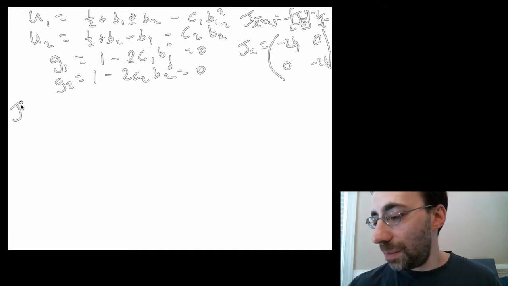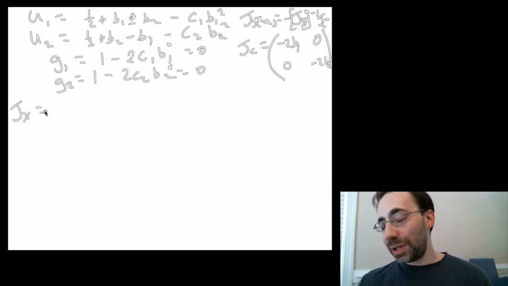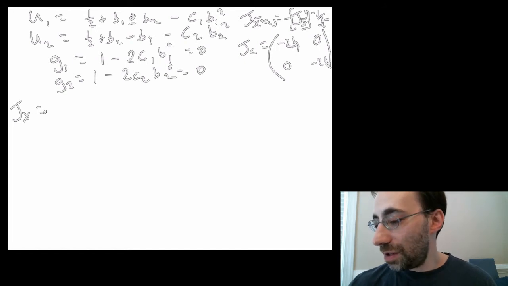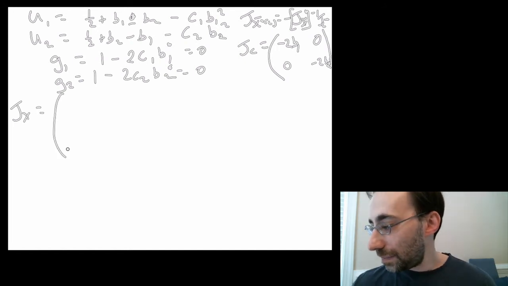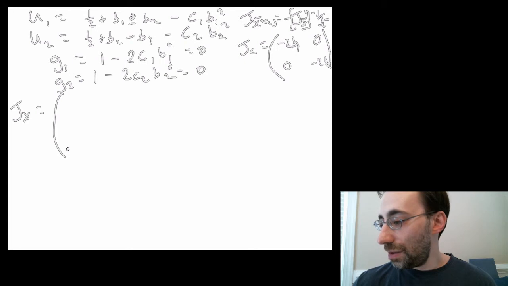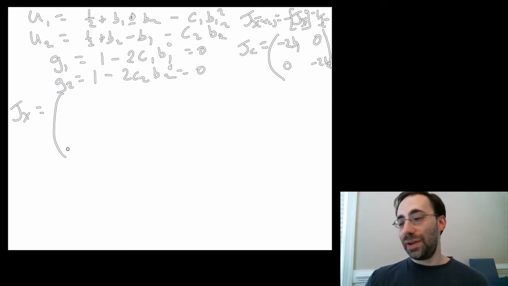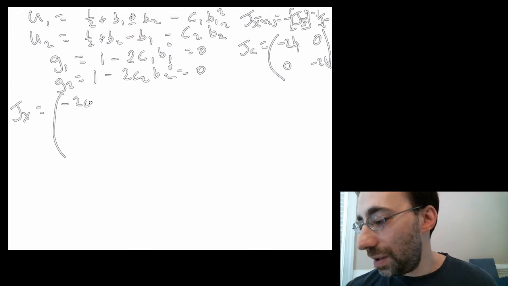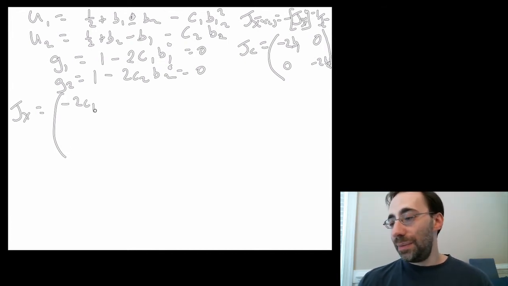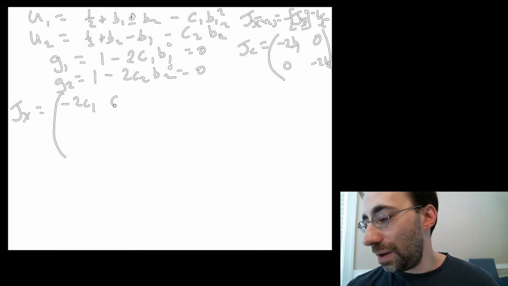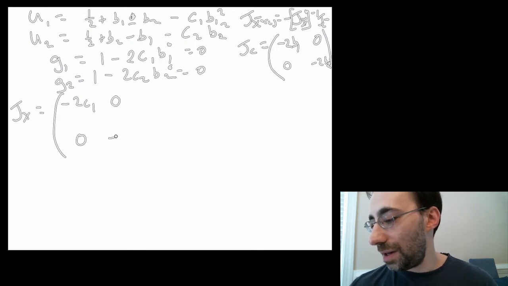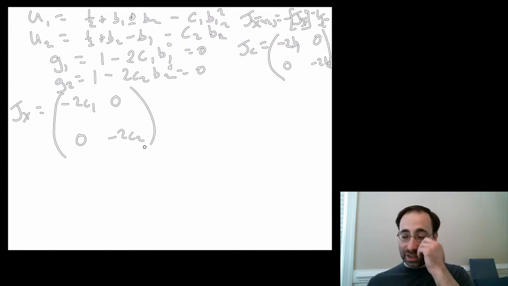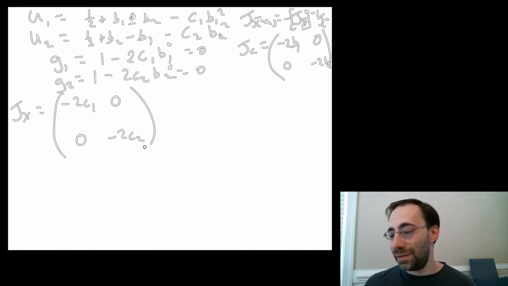What about the more complicated JX? Well, because of the explicit form we use here, it's not so bad. JX is going to be this matrix. The first row is the derivative of G1 with respect to B1, which is negative 2C1. There's no derivative with respect to B2 over here, so that's 0. And you have 0 and negative 2C2. So it's a nice easy form as compared to the other case that's a messier and less pleasant form.